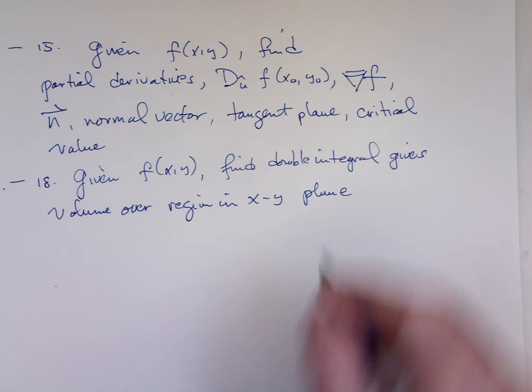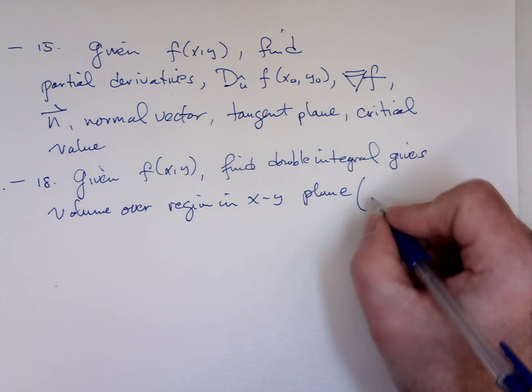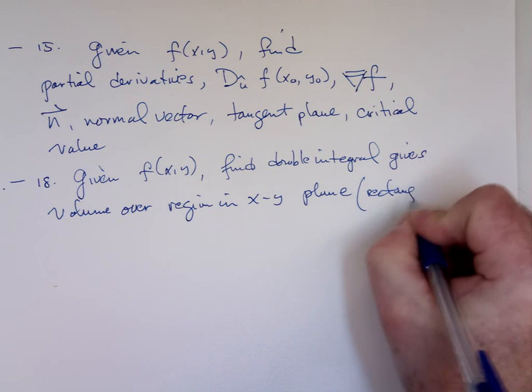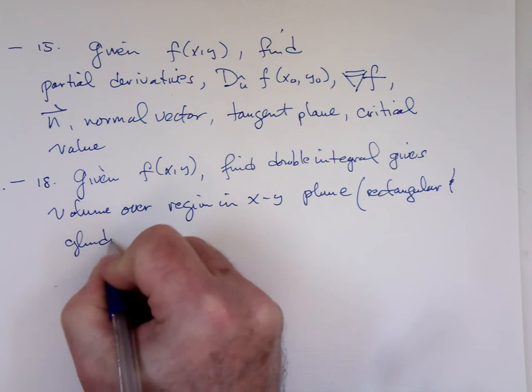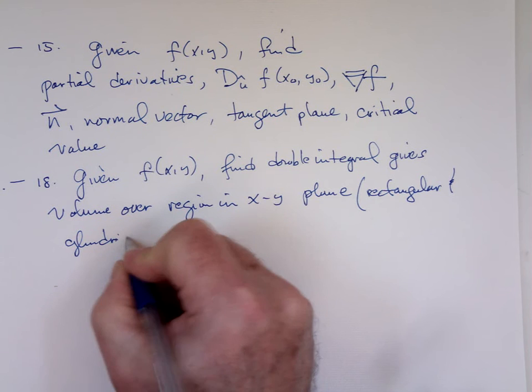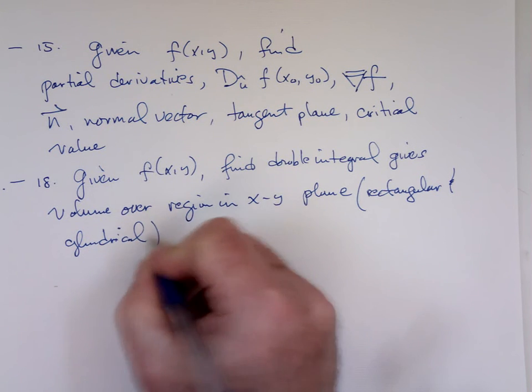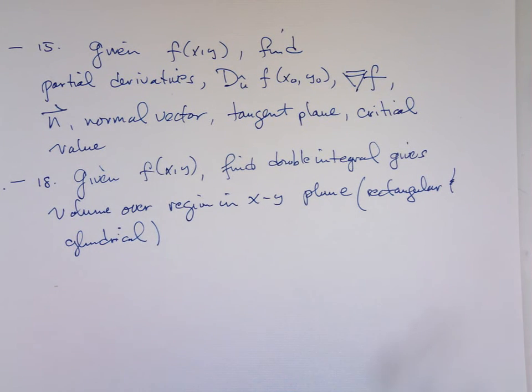You've got rectangular in here, but also cylindrical, or polar coordinates. Because there's one with a circular region, and I ask you to do it in cylindrical. So make sure you get that R in there, the r dr d theta thing. All right, that's 16 through 18, and then 19 through 22.